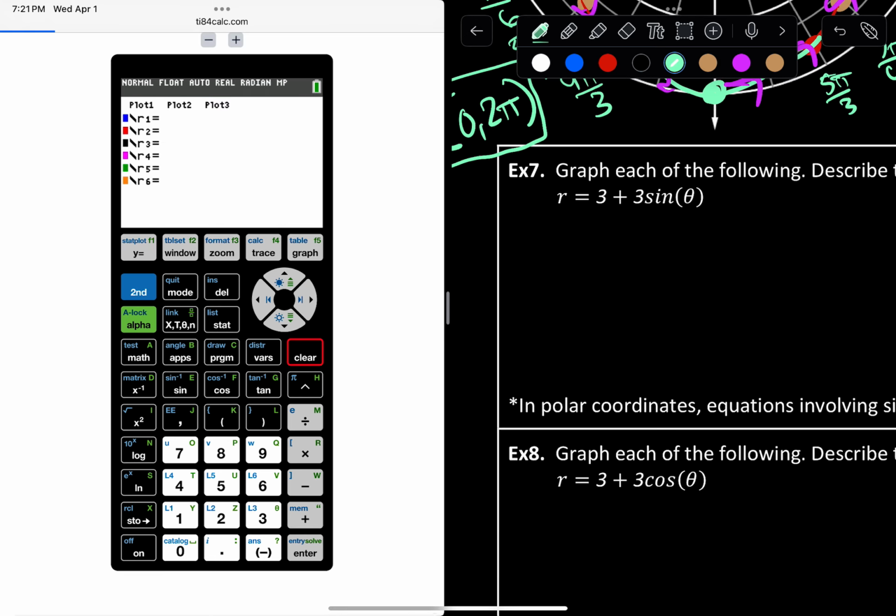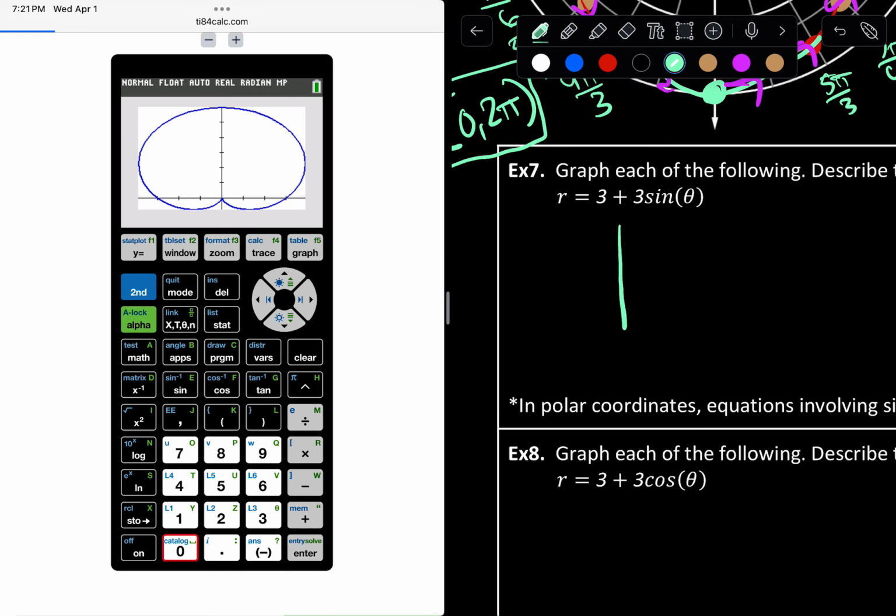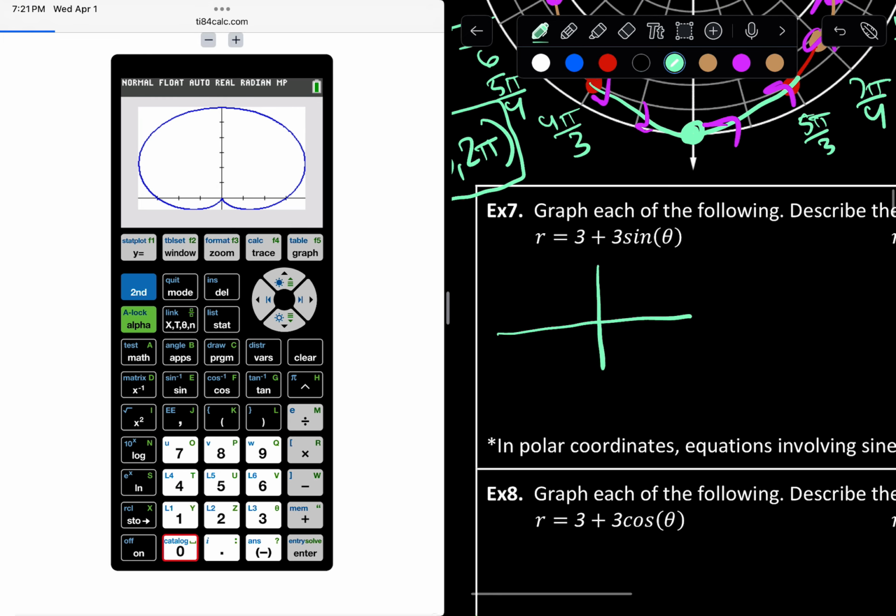You'll be able to just graph this. So let's do 3 plus 3 sine theta. I'll just hit zoom 0. So we end up with another cardioid, but this time it is flipped. Because we have 3 plus 3 sine, it's going to go around the positive vertical axis here.